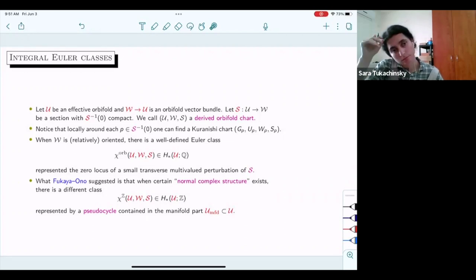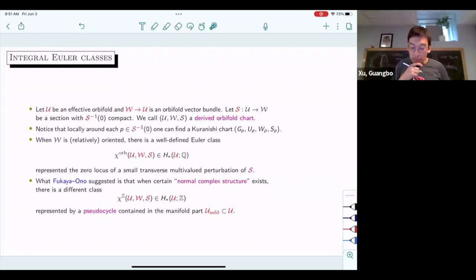And one remark is that if you have this normal complex structure, then one consequence is that the complement of the manifold part of the orbifold will have codimension 2 or higher. It doesn't have codimension 1 singularity in the orbifold.